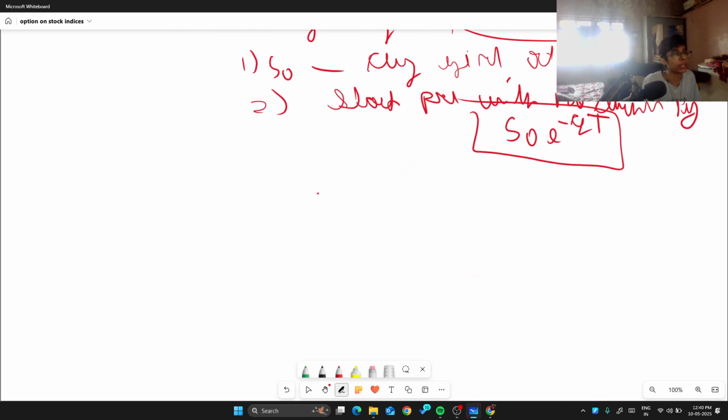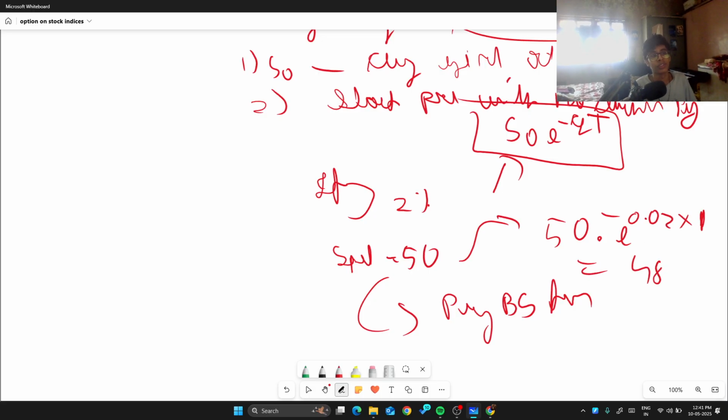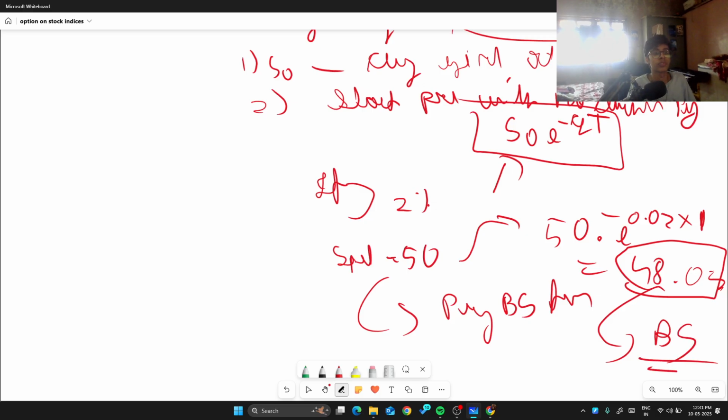So let's take an example. If the dividend yield is 2%, and the spot price is 50, then before plugging this value in the BS formula, we will discount it by this factor. So 50 times e^(-0.02 times T), let's say 1 year. The value would be 48.0 something. This value will be our new spot price, and we will put it in our BS formula, and that will give us the fair value of an option that pays dividend.